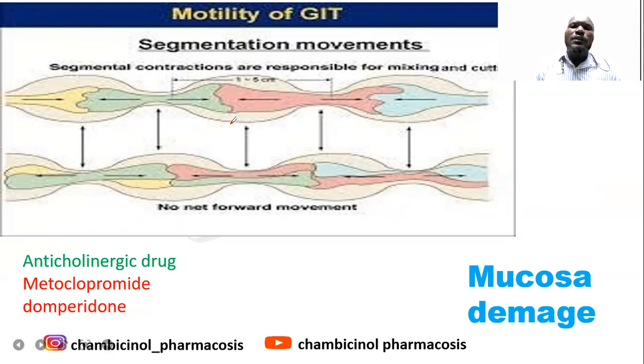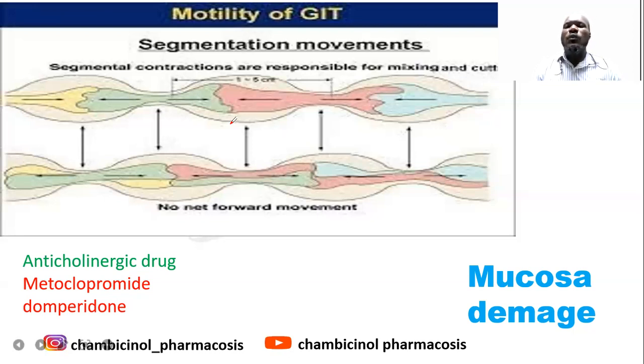The drugs which tend to fasten or increase the motility of the GIT include metoclopramide and domperidone. These are drugs that increase the motility of the GIT. So when one is taken along with another drug, it tends to retard the absorption of that drug. But we have another factor here, which is mucosal damage. Some drugs, when taken, tend to cause damage to the mucosa of the gastric tract and the intestine.